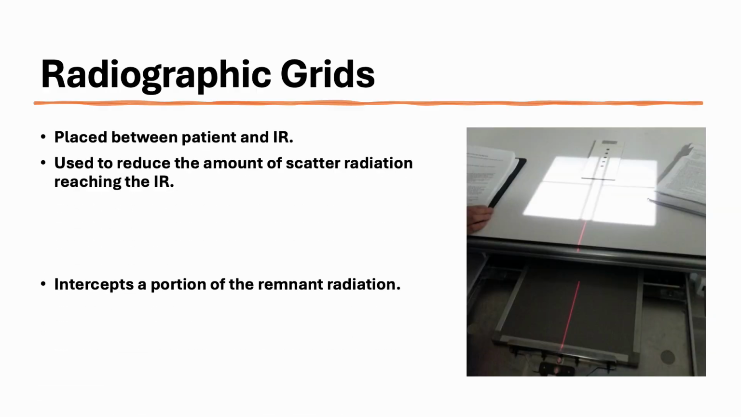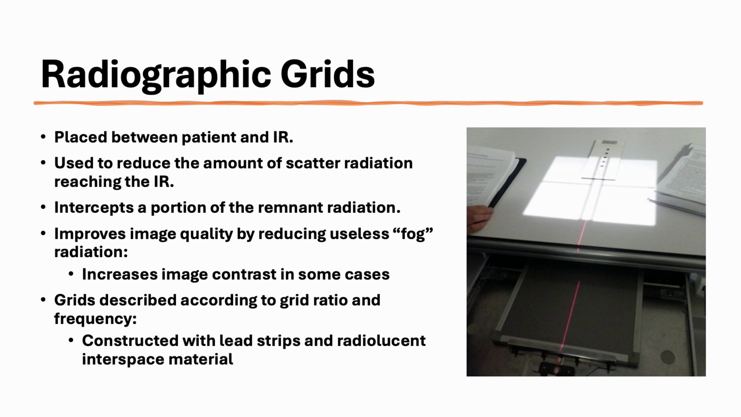Let's talk about grids. So a grid is actually placed under the table or in the wall bucket, or we can also use it for portable or tabletop. The whole purpose of a grid is to limit or reduce the amount of scatter that is reaching the IR. Okay, that's the definition I need you to focus on. A grid is an object that we use to decrease the amount of scatter that is reaching the IR.